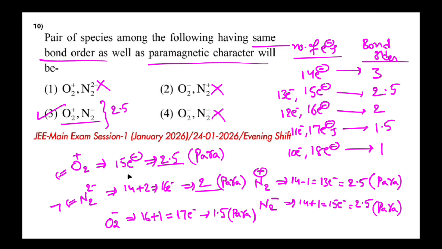Most of them are odd electron species: 15 electron, 17 electron, 13 electron and 15 electron. Odd electron species have paramagnetic character. And also the 16 electron species have paramagnetic character.